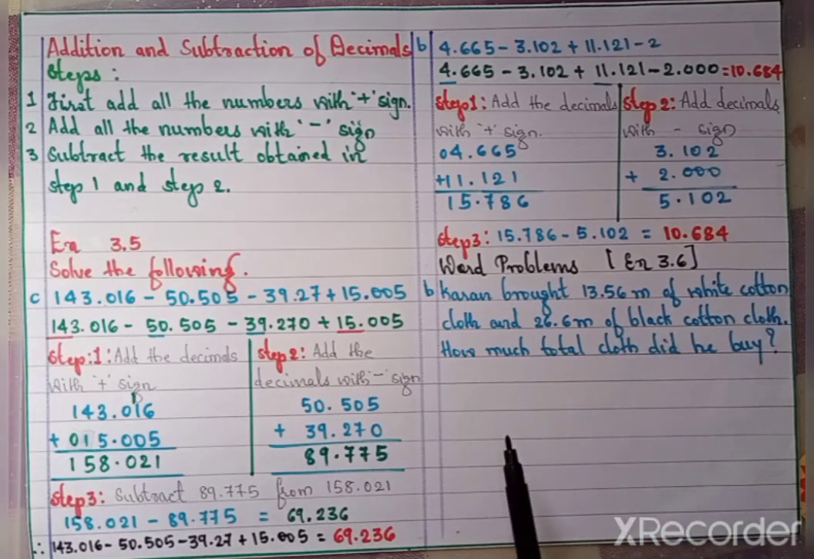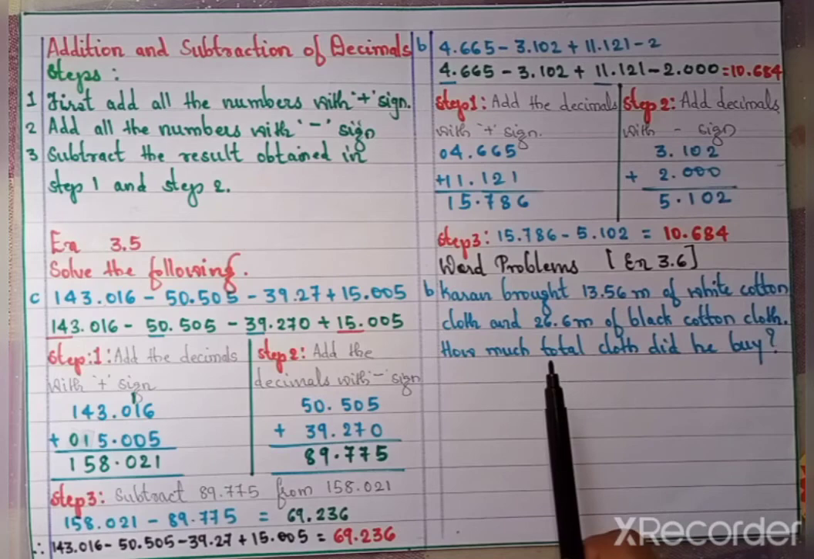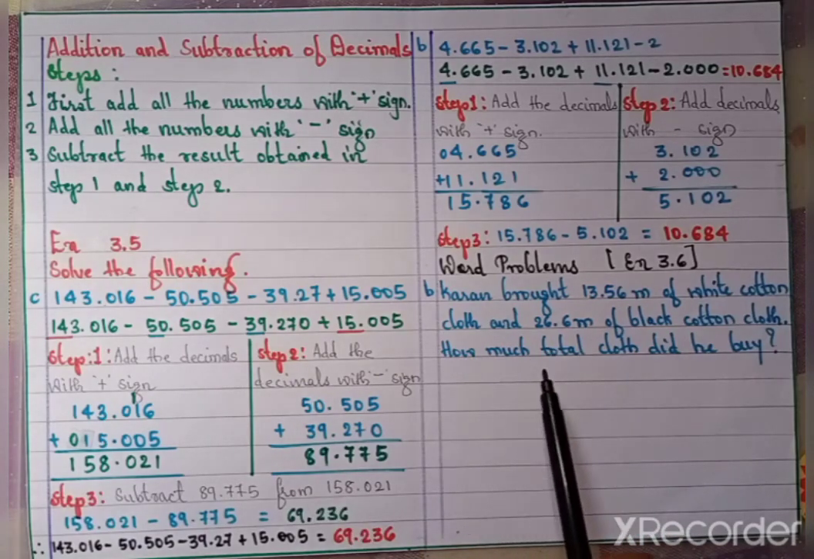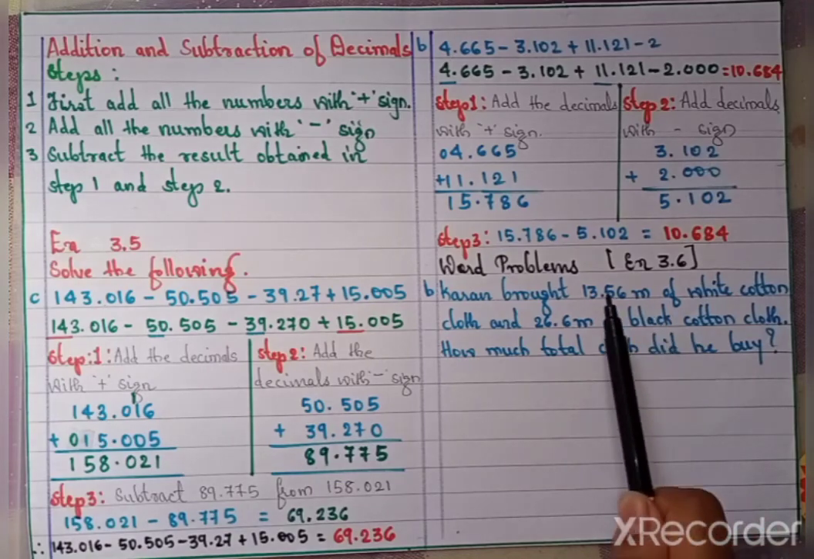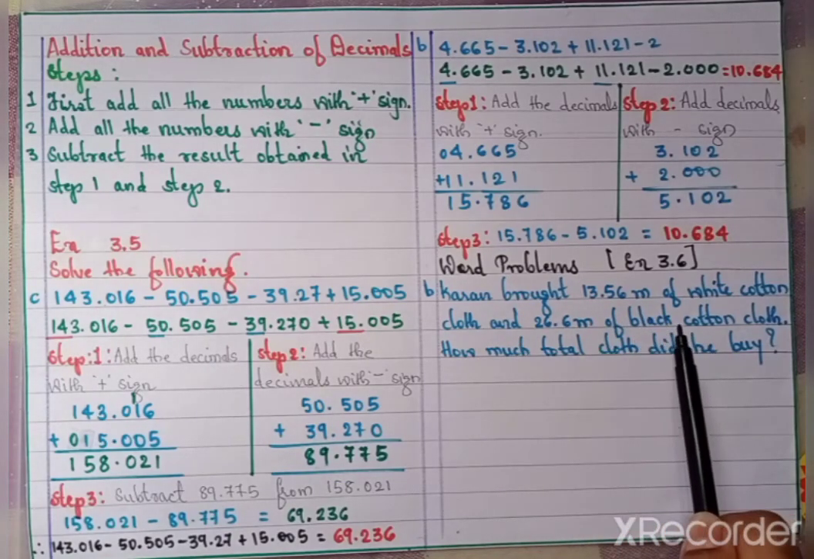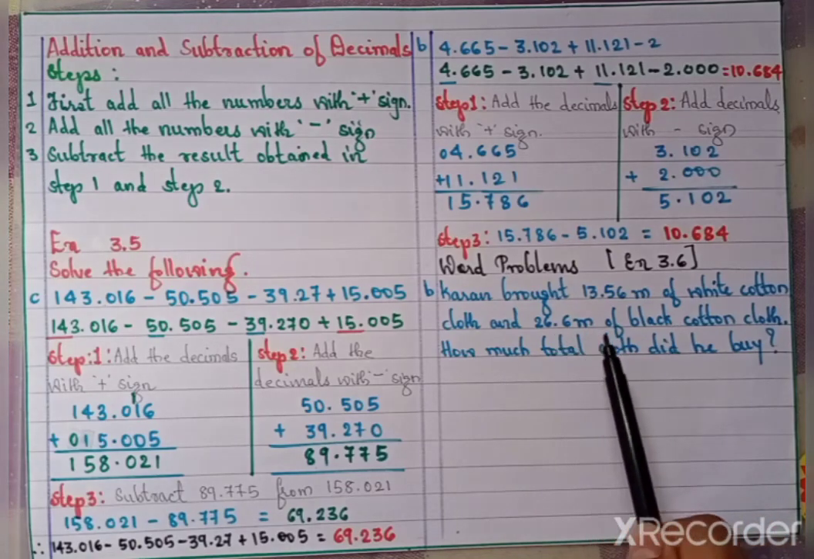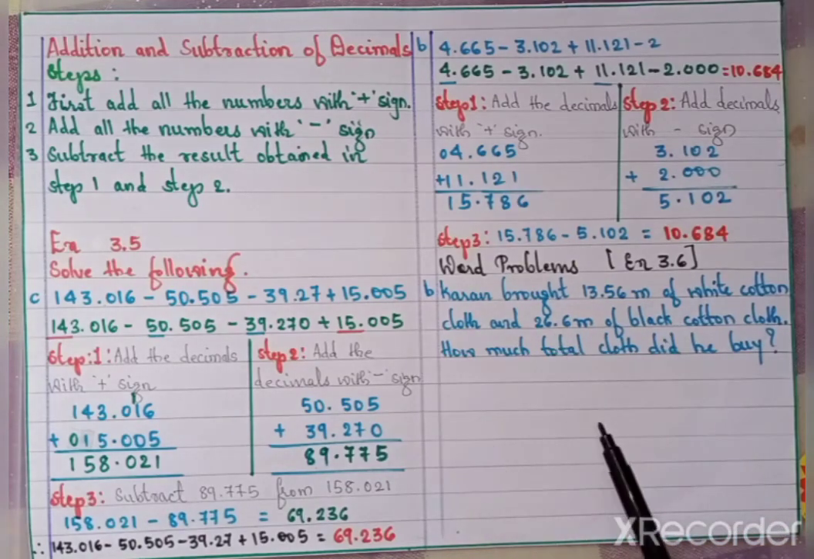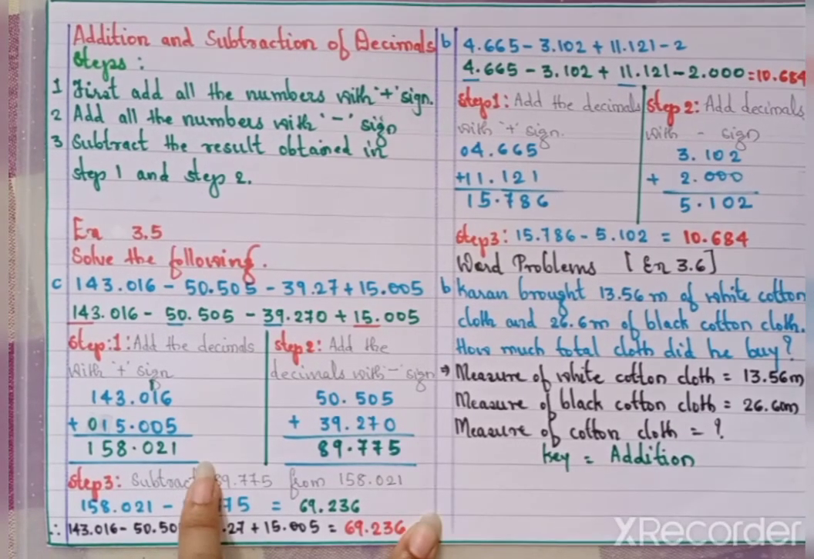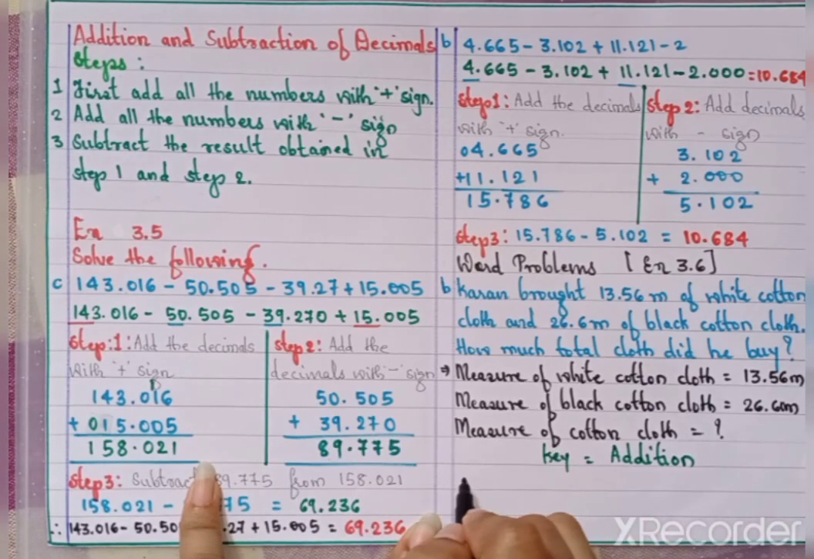So as it is a word problem, we have to write the given things. Okay, so first statement will be measure of white cotton cloth, that equals to 13.56 meter. Measure of black cotton cloth equals to 26.6 meter. Measure of cotton cloth equals to question mark. Okay. So these are the statements. Key is our addition. So let's add the given decimals.